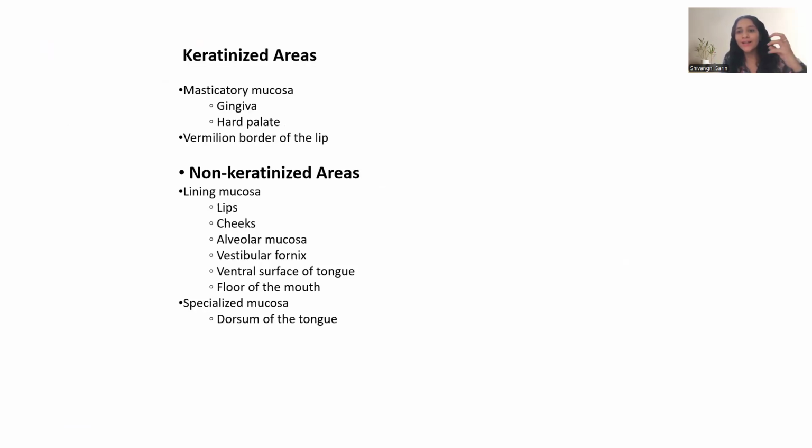So one more time, what are the keratinized areas? The masticatory mucosa. Apart from this, even the vermilion border of the lip. And what about the non-keratinized areas? As I said, most of the lining mucosa and even specialized mucosa. The dorsum of the tongue is mainly non-keratinized.